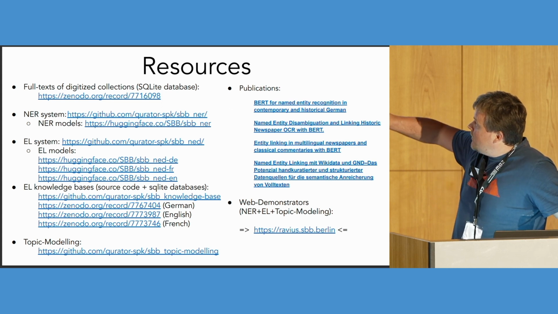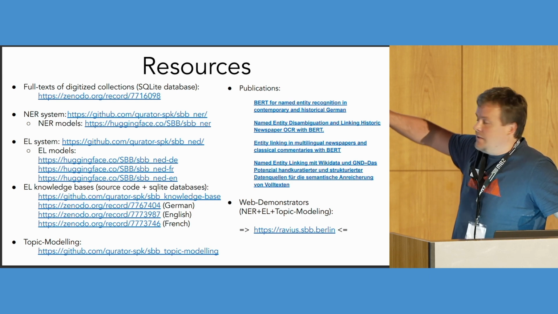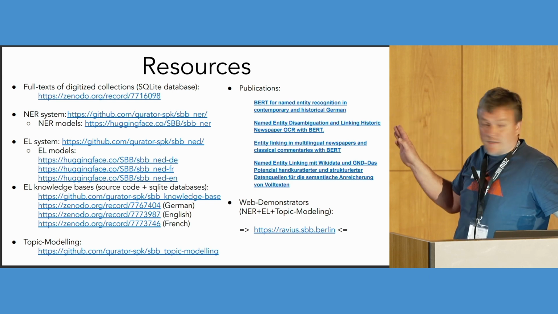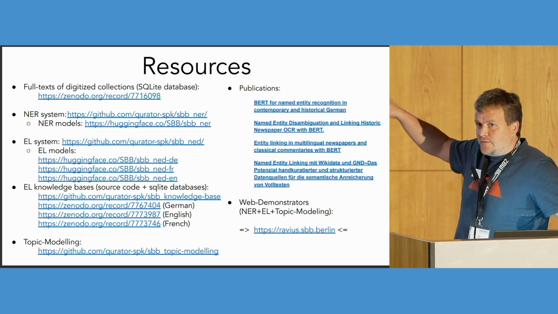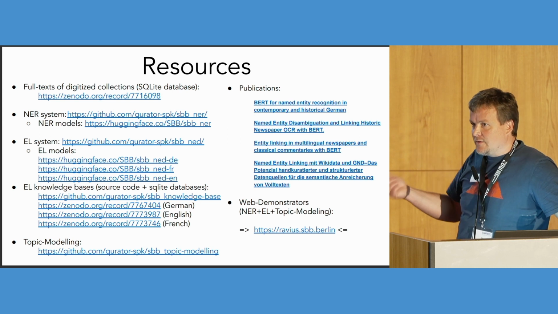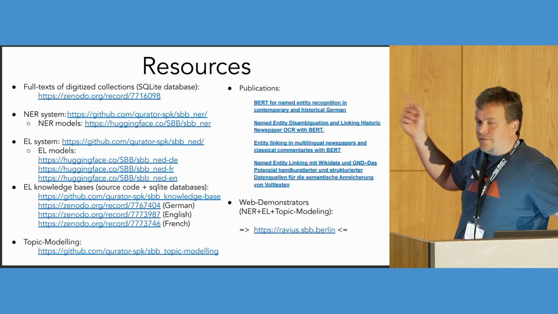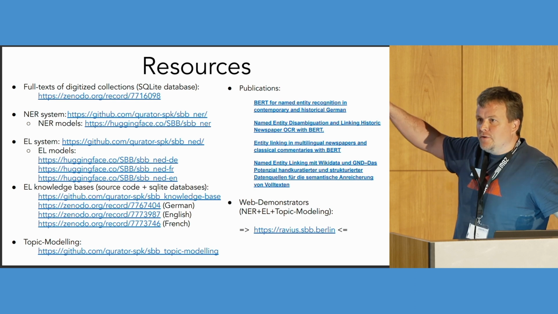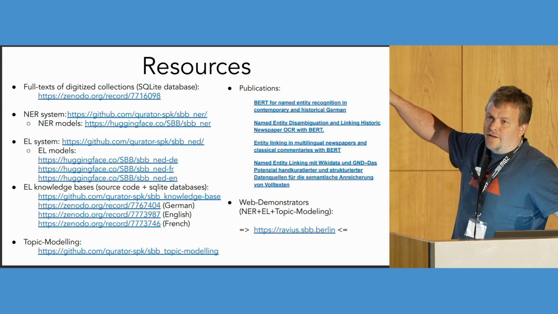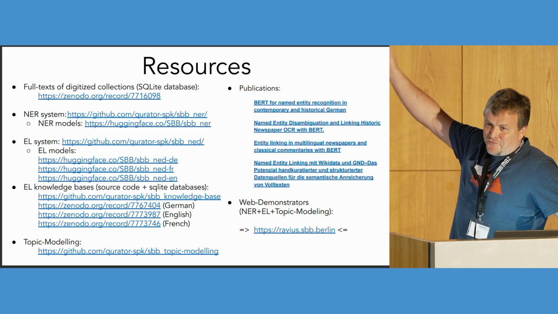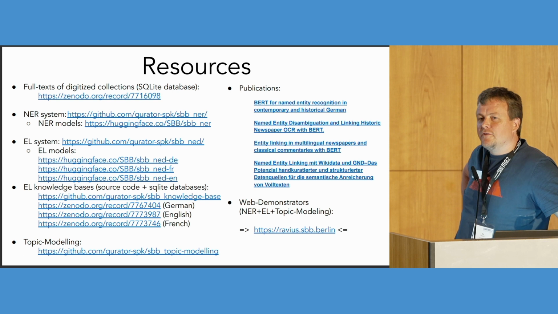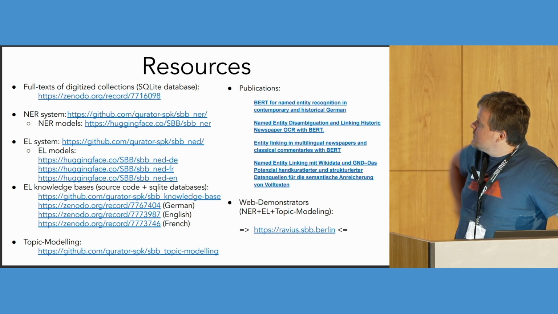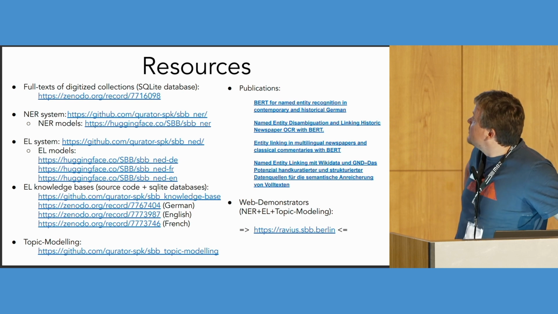We have the knowledge bases that have been extracted from Wikipedia and Wikidata at Zenodo, as well as the source code that is used to extract them from Wikidata and Wikipedia at GitHub. And this alone, even if you are not interested in entity linking software or entity recognition software, these knowledge bases, I could imagine they could be quite useful. And also the topic modeling stuff is available on GitHub.